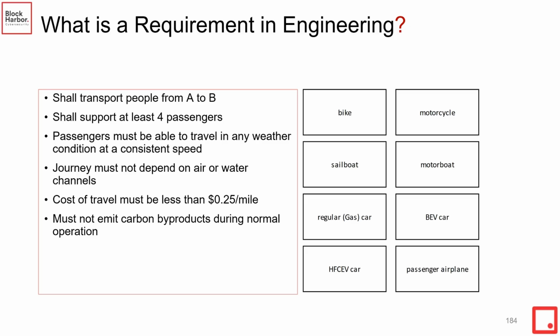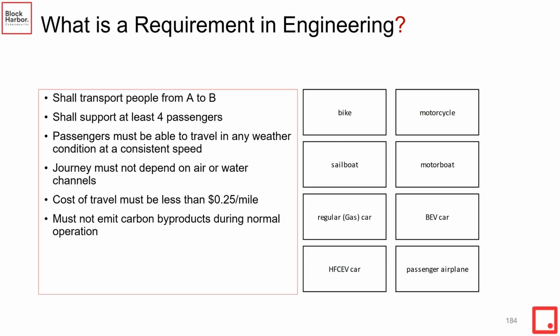For example, a vehicle may have requirements like: shall transport people from point A to B, shall support at least 4 passengers, must operate in any weather conditions. These requirements are essential for ensuring that a product meets its design and operational goals. Requirements can be categorized into various types, including functional, design, safety, operational, and quality requirements. Each type focuses on different aspects of system performance and compliance.